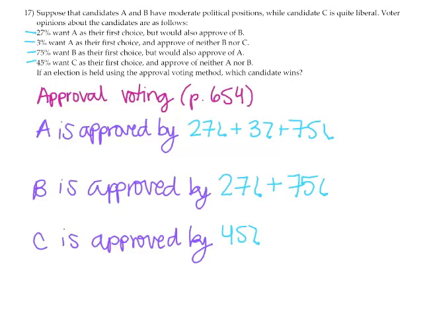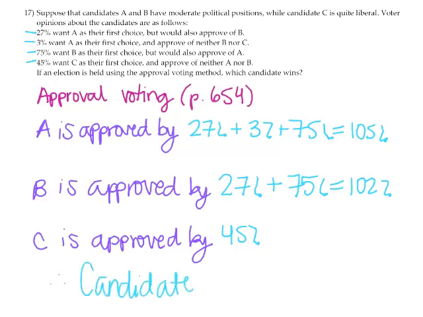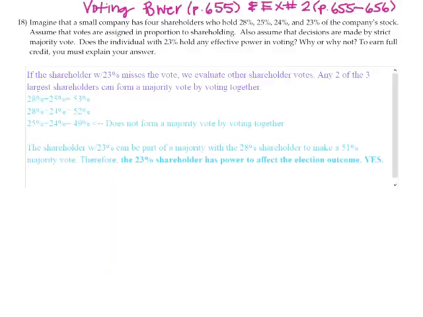And now we can add the approval votes up to get the sum. So A has 105% approval. B has 102% approval. And C has 45% approval. So therefore, and that's the math symbol for therefore, candidate A wins because they have the highest approval voting at 105%. Okay, so really quick, I already went through and solved the problem since we are running out of time.